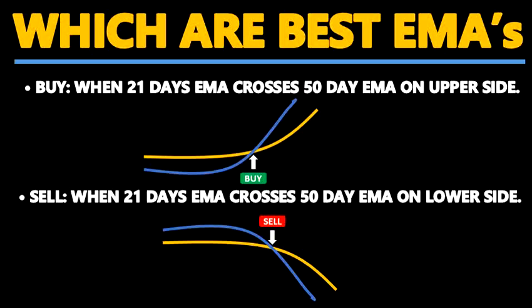Sell when the 21-day EMA crosses the 50-day EMA on the lower side. Now the position is just reversed. The 21-day exponential moving average is crossing the 50 moving average on the lower side, like from upper side to lower side.